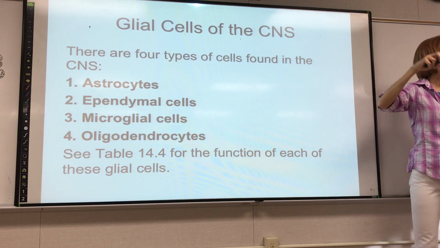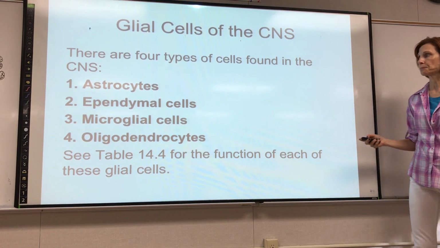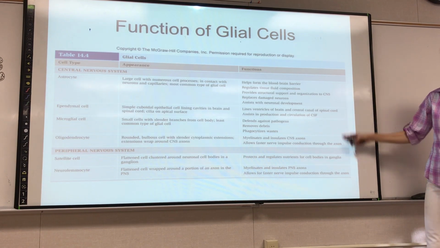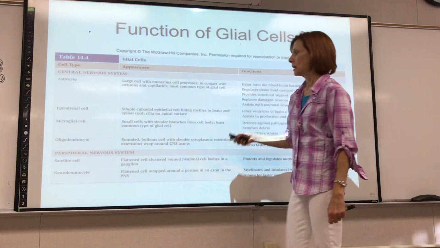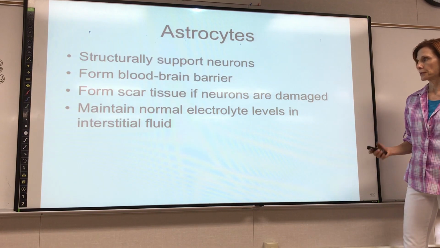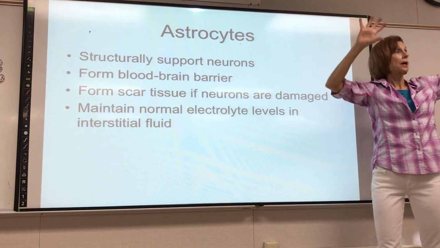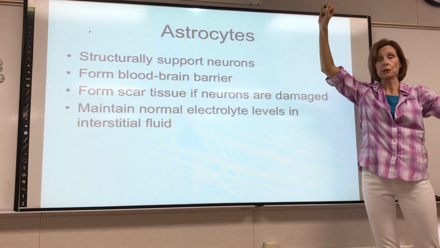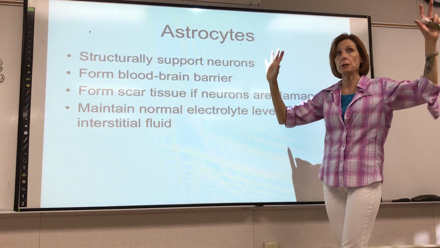They also wrap around blood vessels to form what we call the blood-brain barrier. So astrocytes have different functions. This is just a table that shows you all these different neuroglial cells, what they look like and what their functions are. So this just gives you a quick reference. Okay, so astrocytes, again, have these processes that reach out and wrap around parts of neurons that are nearby. So they structurally support the neurons, kind of hold them in place.